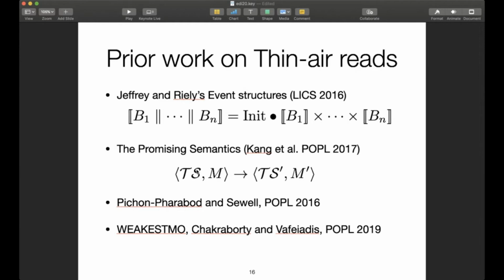So far, the Jeffrey and Riely model, Pichon-Favrot and Sewell's model, and the weakestmo model use event structures in a way that is a slight augmentation of how they would be used in event structure theory. Jeffrey and Riely set up a game over them in order to explain the semantics. Pichon-Favrot use the event structures as essentially the state of an operational semantics. They alter the event structures. And the weakestmo model, again, is an operational semantics that builds up event structures.